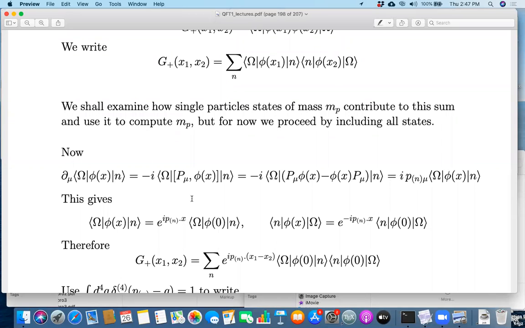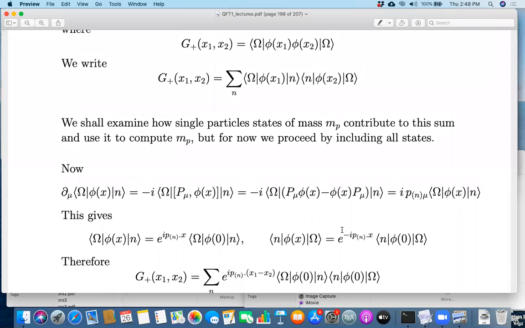So now if you compare the left hand side and the right hand side, you see that you have a nice differential equation. It's a first order differential equation for this quantity omega phi x n, and it can easily be solved with the initial condition put at x equal to 0. So you get omega phi x n is e to the I p n dot x times omega phi 0 n, and its conjugate relation is n phi x omega is e to the minus I p n dot x times n phi 0 omega. Are there questions?